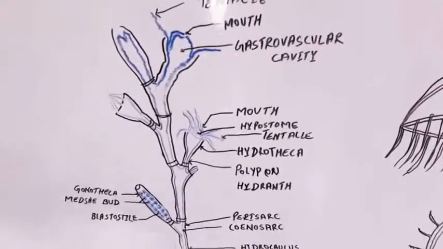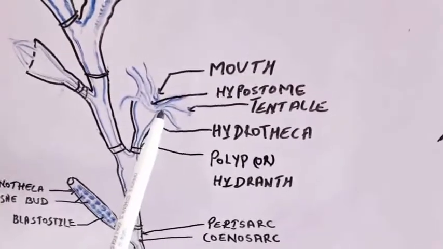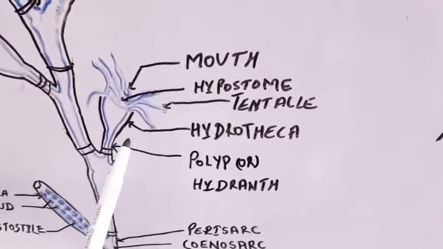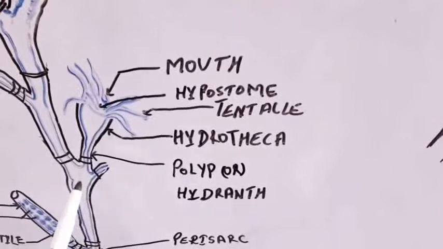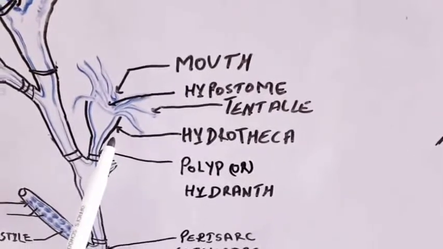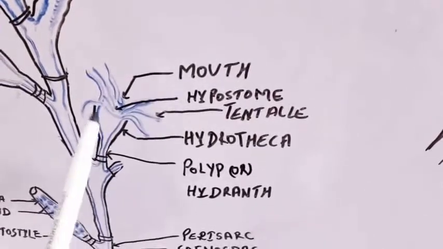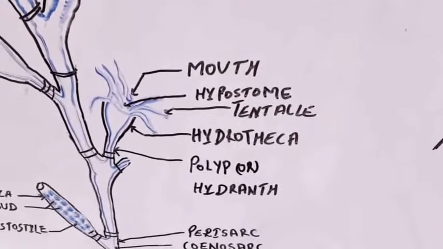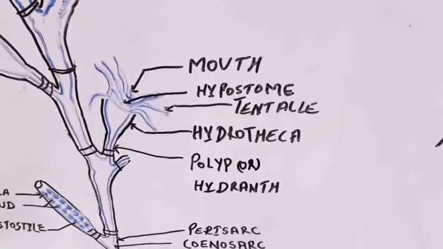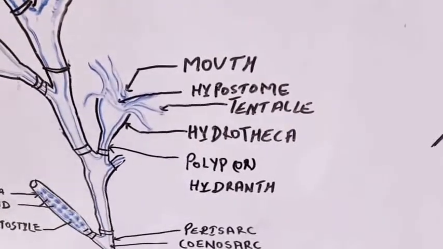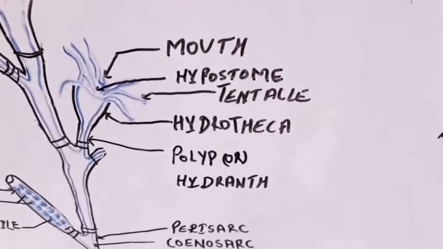Here you can see the polyp. Polyps are club shaped structures, and each polyp consists of a stem and a terminal head. The stem and terminal head are called a hydranth. The hydranth is the nutritive zooid, which is involved in capturing minute animals and larvae. Hence the polyp is a nutritive zooid which captures minute animals and larvae.